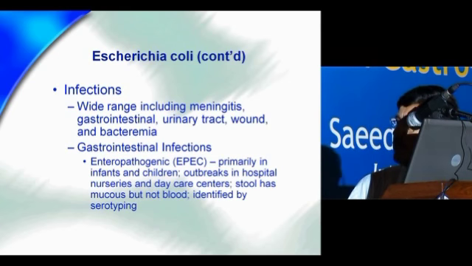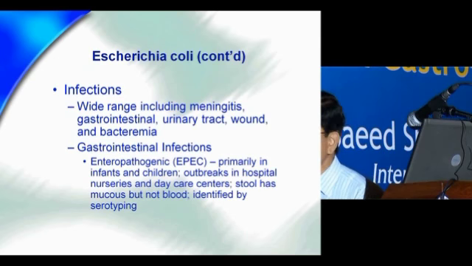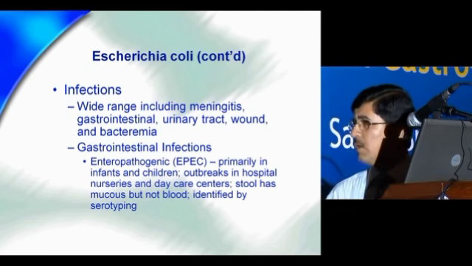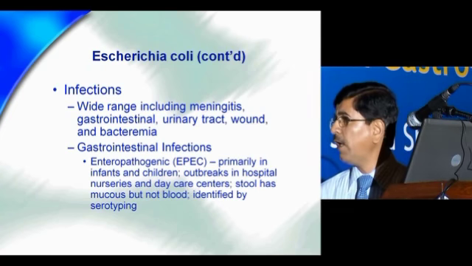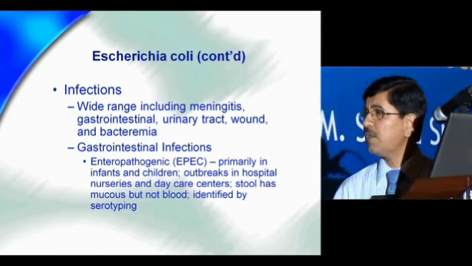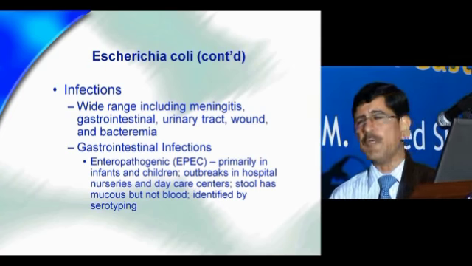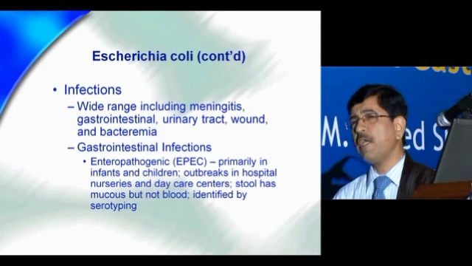The gastrointestinal infections are caused by enteropathogenic E. coli, primarily in infants and children, and outbreaks in hospital nurseries or daycare centers may take place. Stool has mucus, but not blood. It is identified by serotyping.